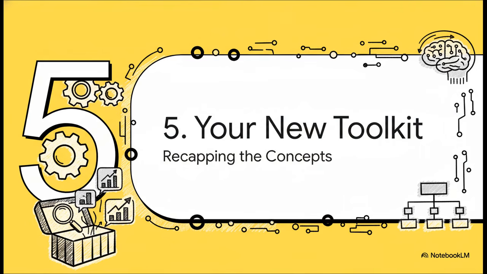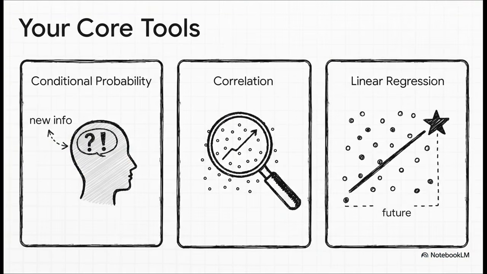So let's just step back for a second and look at what we've built. In just a handful of minutes, we've added 3 incredibly powerful tools to our data analysis toolkit. I mean, think about the power each of these gives you. Conditional probability lets you update your understanding. Correlation lets you see hidden connections. And regression lets you build a model to predict what might happen next. You can update, see, and predict.